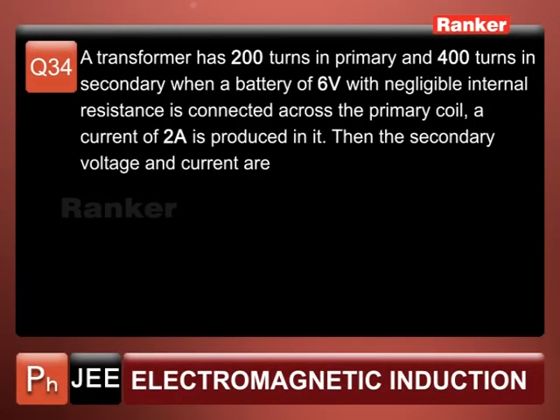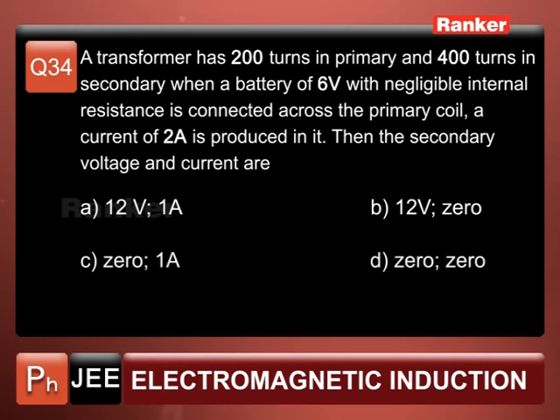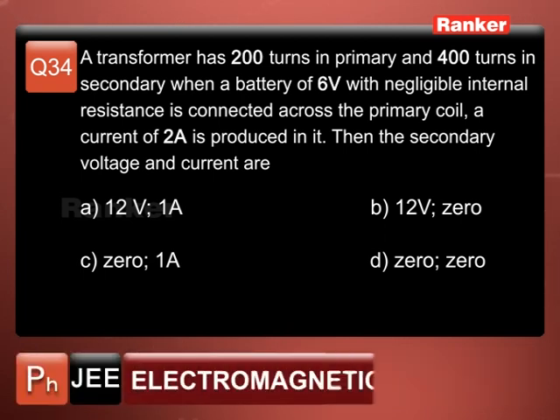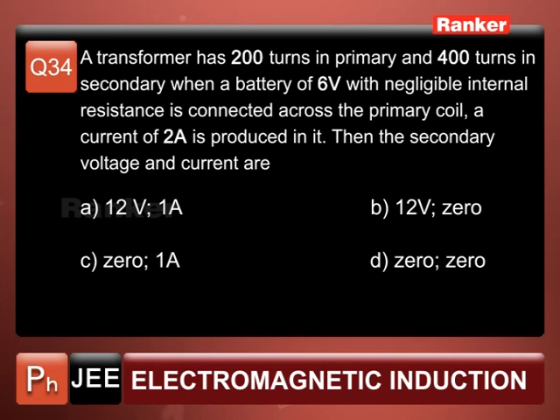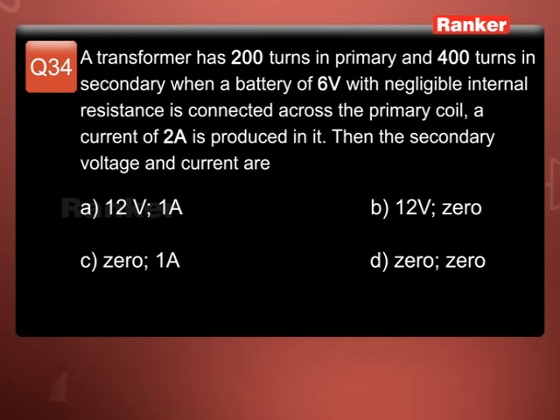A transformer has 200 turns in the primary and 400 turns in the secondary. When a battery of 6 volt with negligible internal resistance is connected across the primary coil, a current of 2 ampere is produced in it. Then the secondary voltage and secondary current are how much? First option 12 volt and 1 ampere. Second option 12 volt and 0 ampere. Third option 0 volt and 1 ampere. And fourth option 0 volt and 0 ampere.